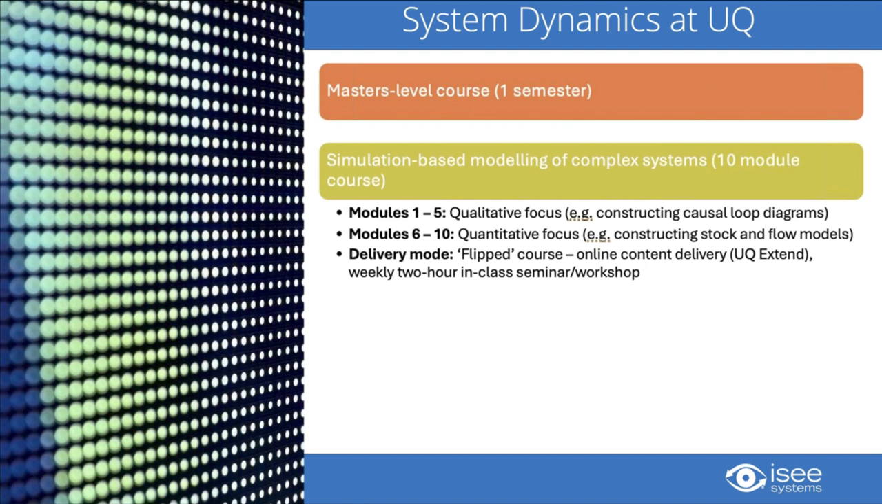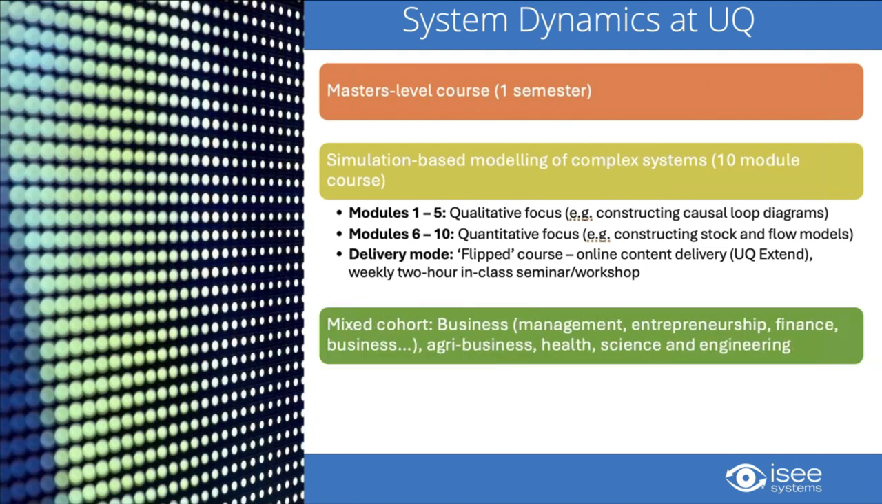Modules 1 to 5 are qualitative, where we introduce the philosophy of systems thinking and construct causal loop diagrams. Then modules 6 to 10 flip to a quantitative focus, where we develop stock and flow models and use these stock and flow models. Now, the delivery mode at the University of Queensland is called a flipped course. There's online content delivery provided through a platform called UQ Extend, which is UQ's version of Edge site. This is complemented by a weekly 2-hour in-class seminar workshop where we take on board the content and start to work on activities associated with it.